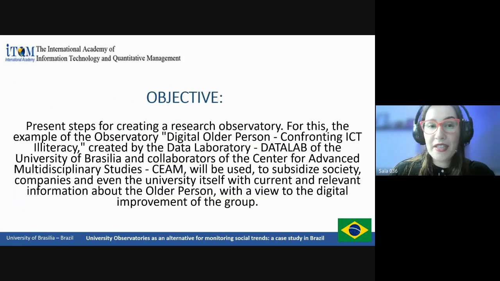Our objective is to present steps for creating a research observatory. For this, the example of the Observatory Digital Older Person Confronting ICT Literacy, created by the Data Laboratory, Data Lab, of the University of Brasília and collaborators of the Center for Advanced Multidisciplinary Studies, will be used to subsidize society, companies, and even the university itself with current and relevant information about the older person with a view to the digital improvement of the group.